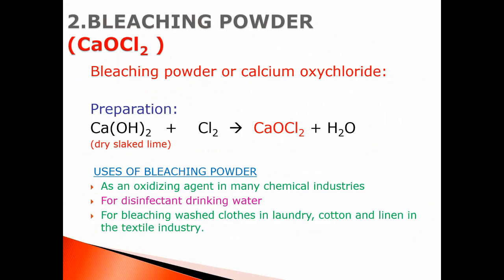Now, uses of bleaching powder. As a disinfectant, we have already discussed it above. Second, it is a strong oxidizing agent and this property is used in chemical industries. Third point is easy to remember, as the name suggests, bleaching powder is used for bleaching of clothes in laundry, cotton and linen in textile industry.